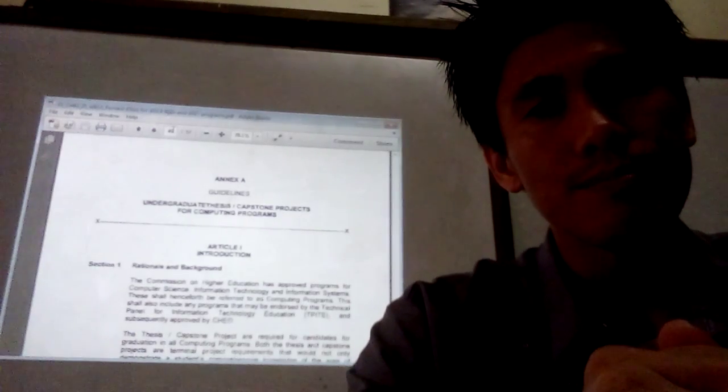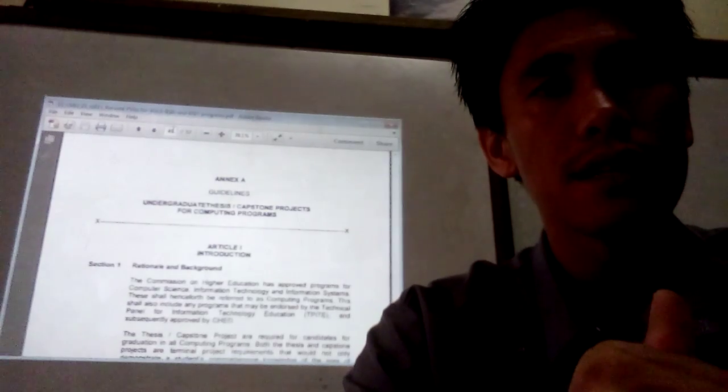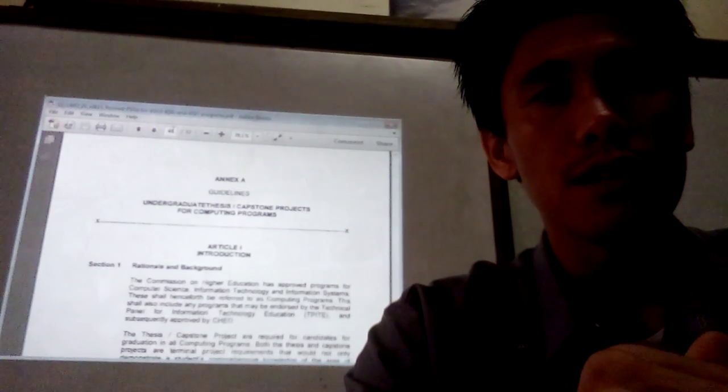So those are the guidelines from the CHED for computer science undergraduate thesis.